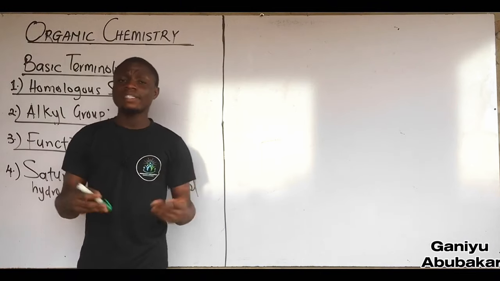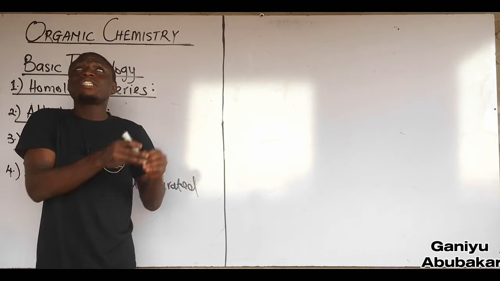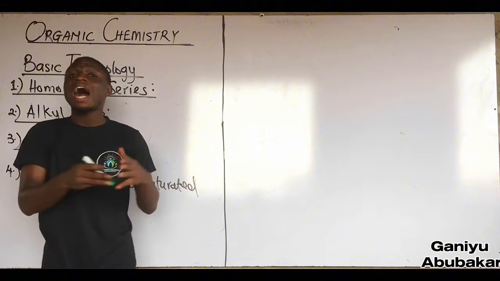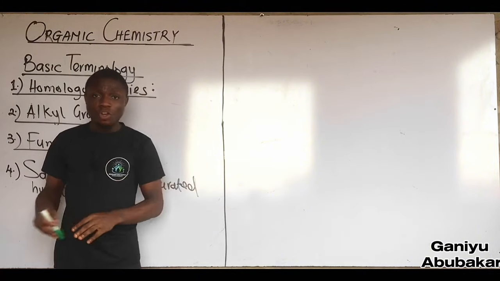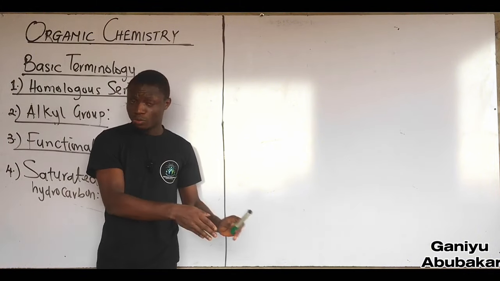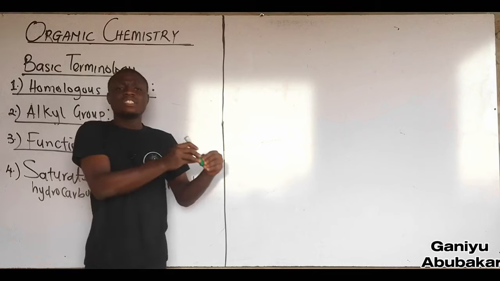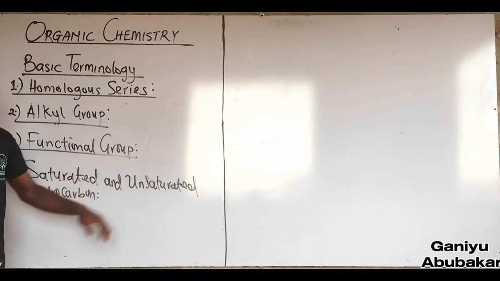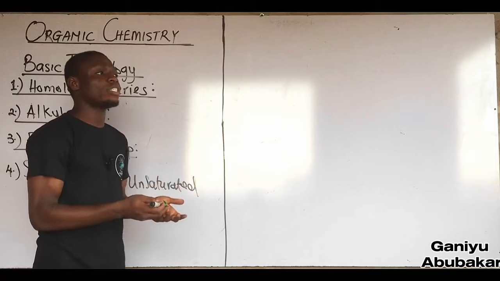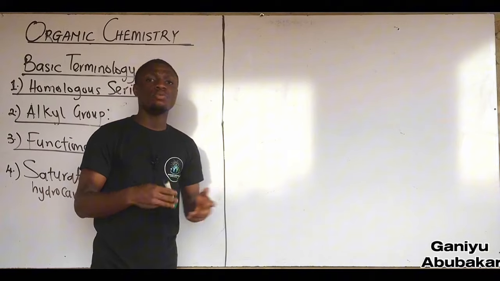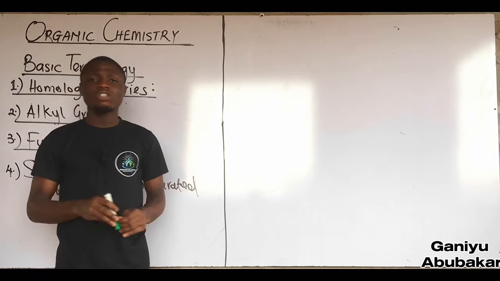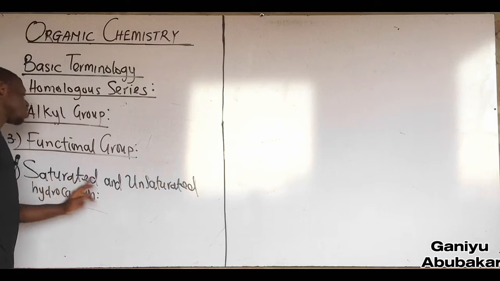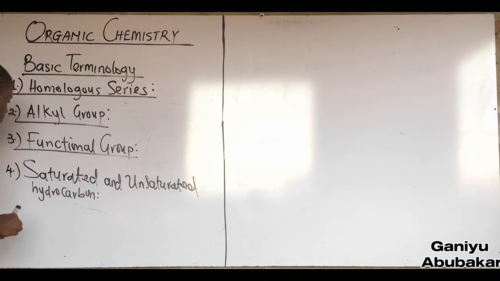So I'm saying that the saturated hydrocarbons are simply the alkanes. Why the alkanes? Because they are single bond. The unsaturated hydrocarbons are simply the alkenes and alkynes. Why the alkenes and alkynes? Because they are double bond and triple bond. So that is the concept behind saturated and unsaturated hydrocarbon.